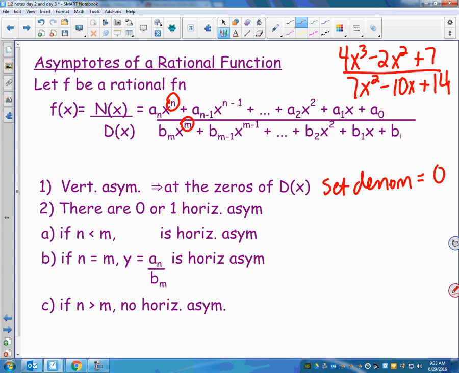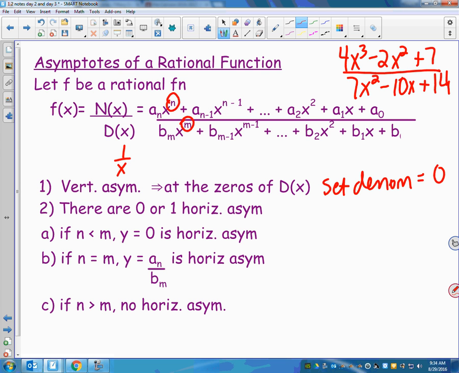Alright, if the numerator degree is less than the denominator, like good old 1 over x, right? If there's no x in the top and there's x in the bottom, and definitely the numerator degree is less than the denominator, then you're going to always have a horizontal asymptote on the x-axis, which is the equation y equals 0. Okay, remember this? We talked about this graph. Because it has an asymptote at the x-axis.